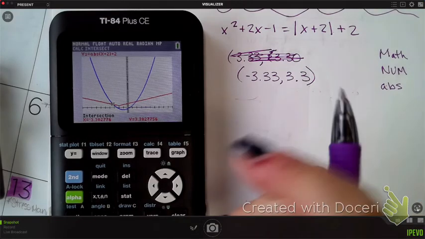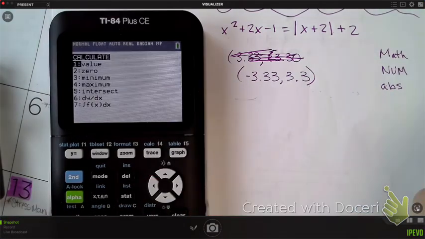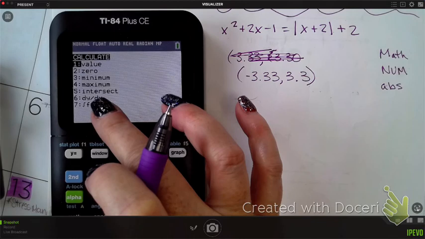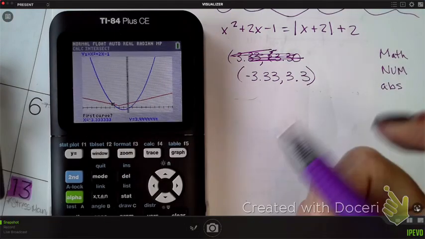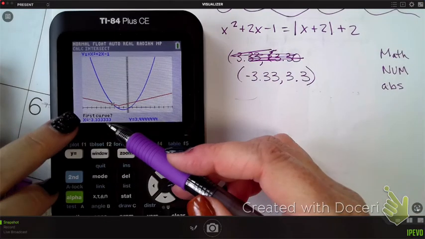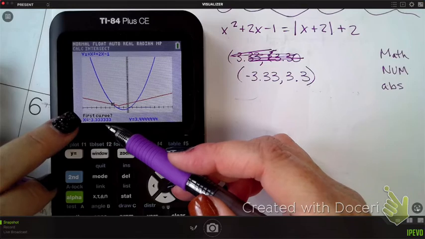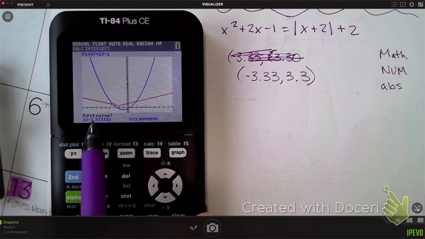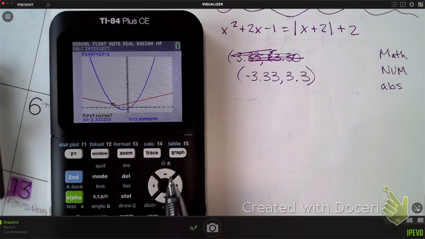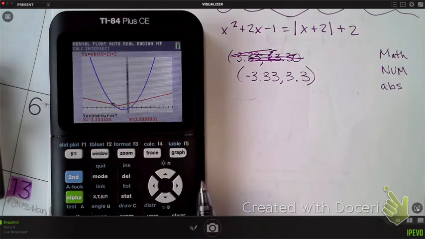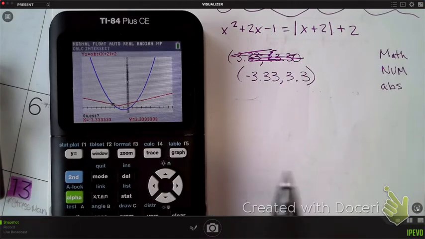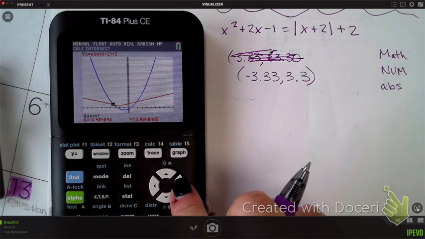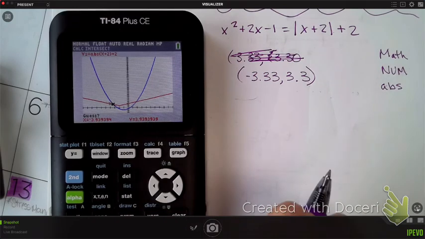Okay, second calc. I got that. And then you want the intersection. Are you on first curve? It should say first curve right here. Yeah, hit enter. Does it say second curve? Yeah. Hit enter. And then move your cursor to your guess and hit enter.